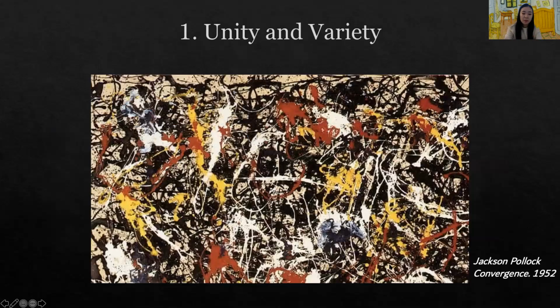So let's look at this painting by Jackson Pollock. Jackson Pollock was an American painter and a major figure in the abstract expressionist movement. He was widely noticed for his technique of pouring or splashing liquid household paint onto a horizontal surface. And that technique is called action painting.